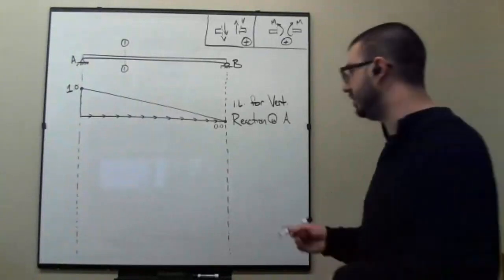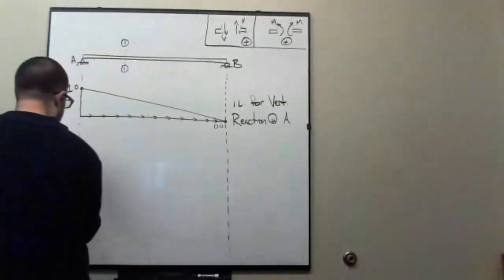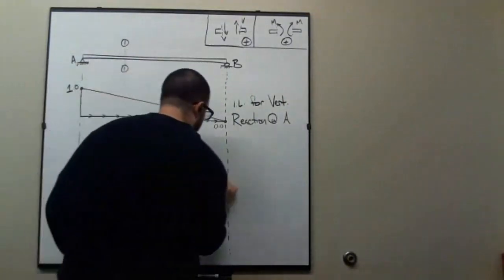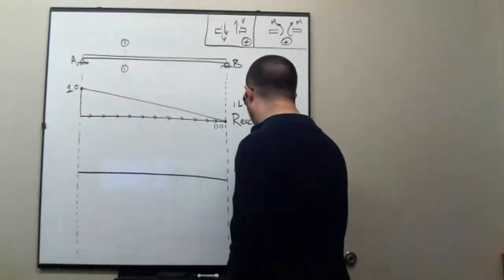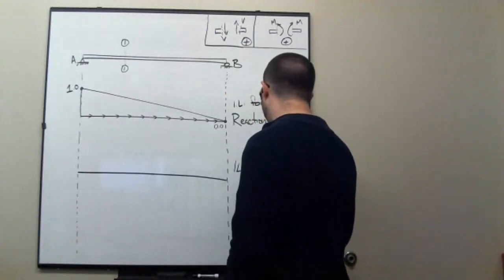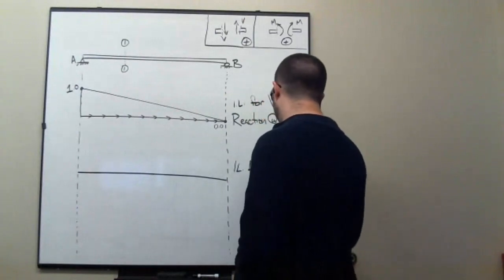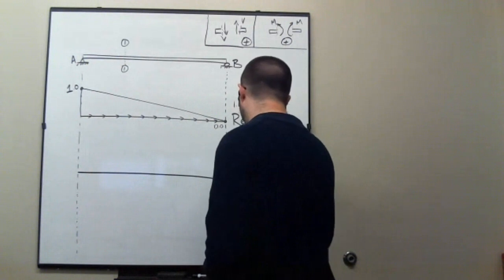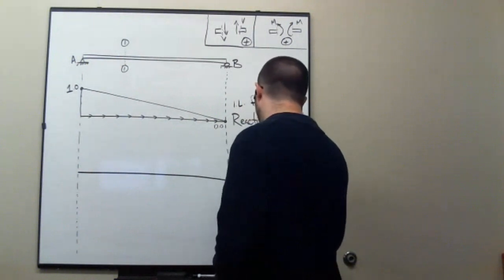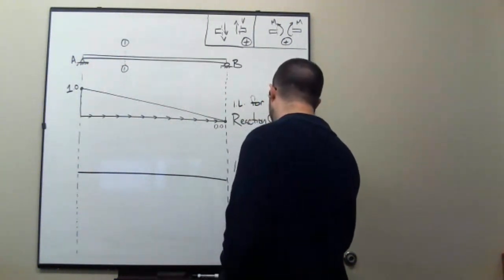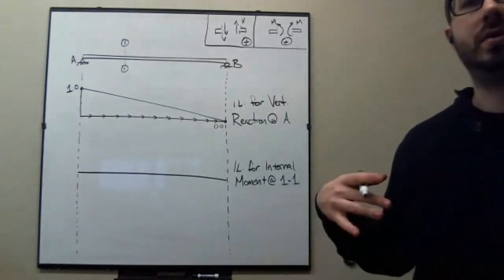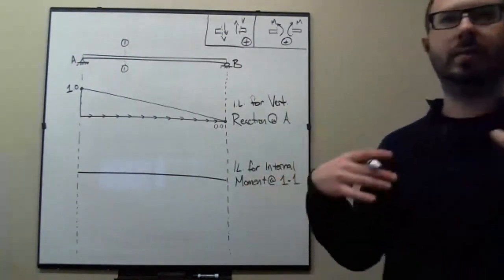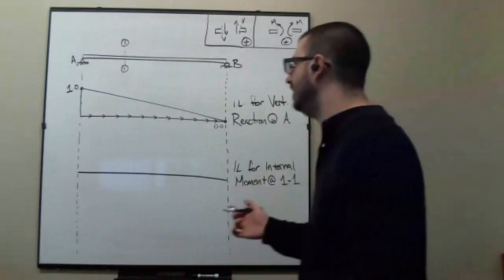We're going to do moment first. So let's draw the influence line for internal moment at section 1-1. And I'm calling it section 1-1. You could call it point C, whatever we call it, it's all the same.